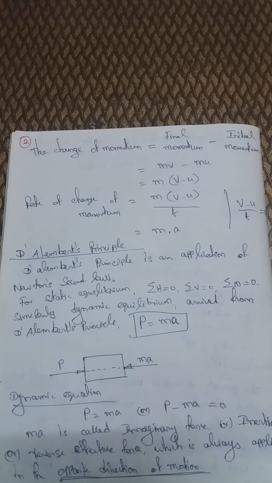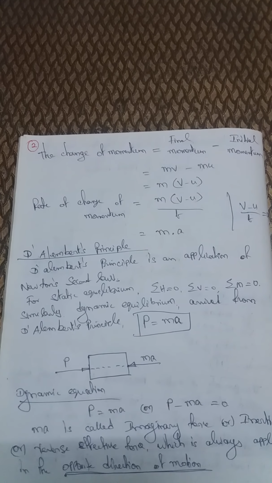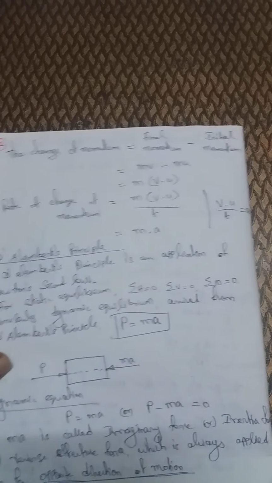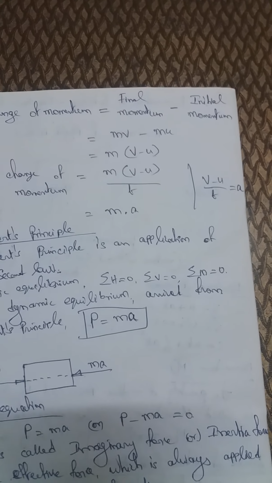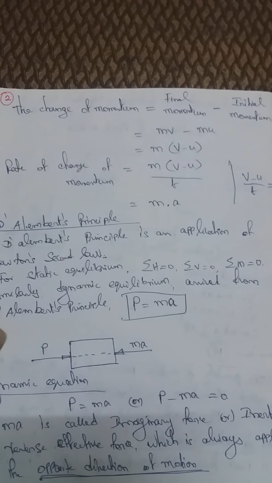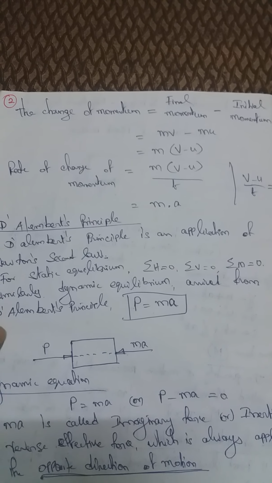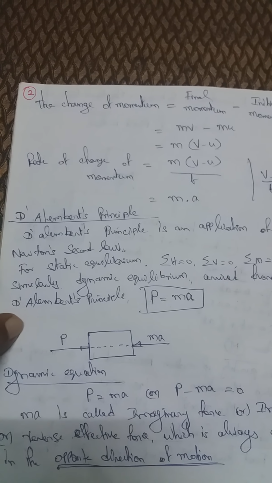The rate of change of momentum we have to express with respect to time. So that is equal to m into v minus u divided by t. We are very familiar that v minus u divided by t is equal to a, that is acceleration. Rate of change of velocity is called acceleration. So taking out m, and you have derived a. So m into a is the rate of change of momentum.